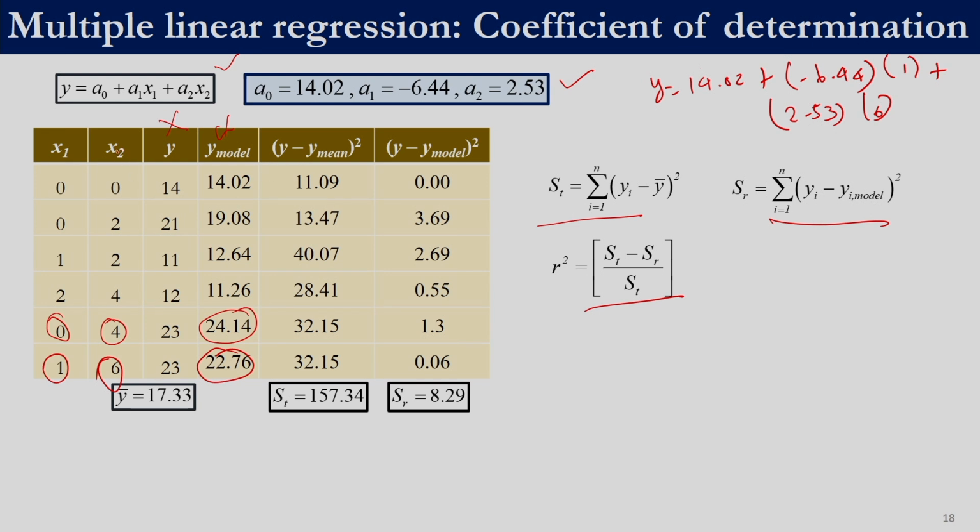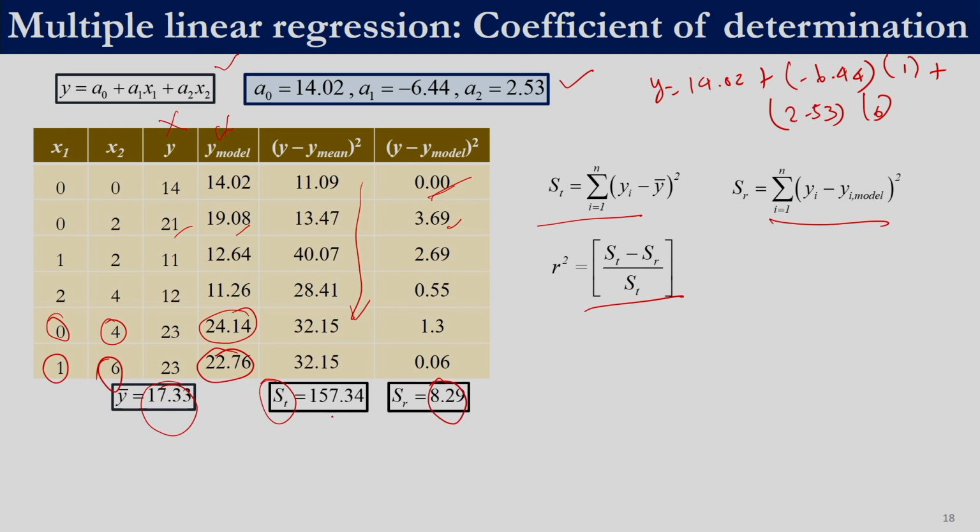The mean of y in this case is 17.33. So, y minus y mean. Again, 14 minus 17.33 the whole square will be 11.09, 21 minus 17.33 the whole square is 13.47, and this can be calculated, and then if we sum, this is nothing but the definition of ST. Similarly, we can calculate the model. Since we are showing you only 2 decimals you do not see a value over here, but there is a difference over here. 14 minus 14.02 the whole square, 21 minus 19.08 the whole square, and similarly. So, this happens to be 8.29.